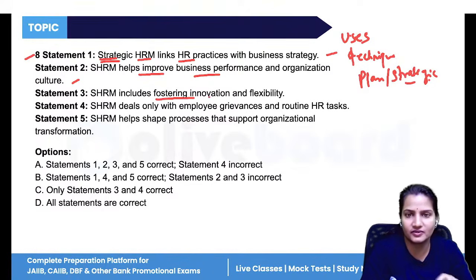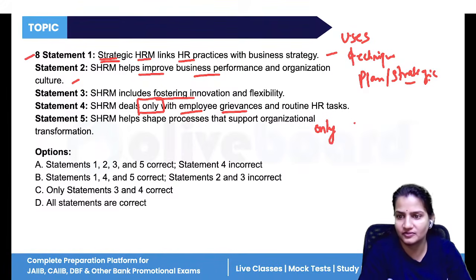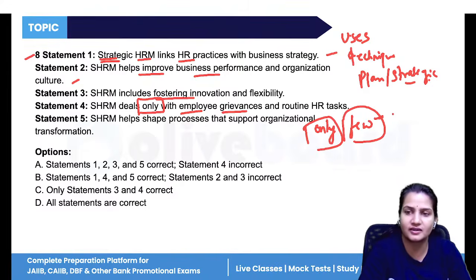It helps in improving business performance and culture, yes. It includes innovation also. It deals only with employee grievances. Again, the word "only" is there. So I told you, when the words "only" and "few" are there in the question, read that statement again, because there is a 95% chance that the statement is false.